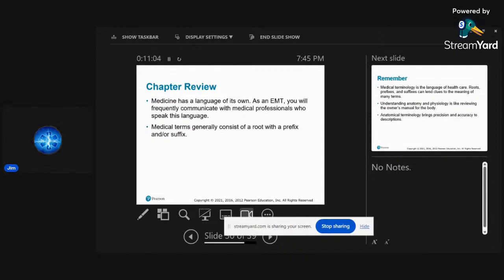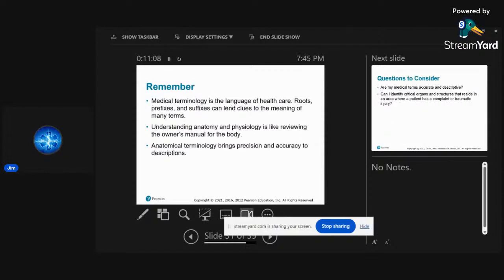Medical terms generally consist of a root with a prefix or suffix. Remember, it's a combining of words. Medical terminology is a language of healthcare. Roots, prefixes, suffixes can lead to clues to the meaning of the terms. For example, anything with the suffix of itis, I can tell is inflammation or swelling of some sort, like appendicitis, that's an inflamed appendix.